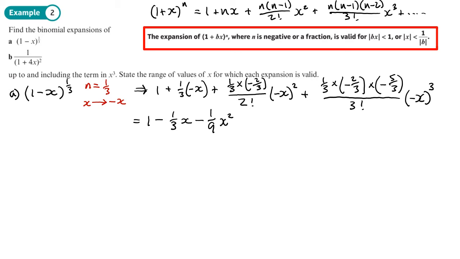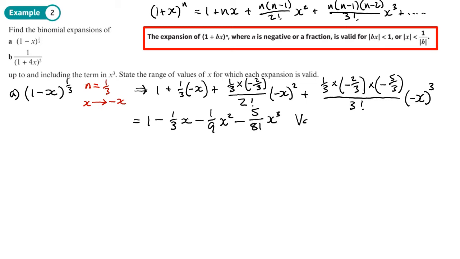Now for the next term, let's have a look. Those two negatives will make it positive, but when you cube a negative it becomes negative, so we'll put a negative sign in first, then we'll work out the number. Now at the top of the fraction I will have 1 times 2 times 5, 10 over 27, and 10 over 27 is going to get divided by 3 factorial, which is 6, so I end up with 5 over 81. So negative 5 over 81 x cubed.